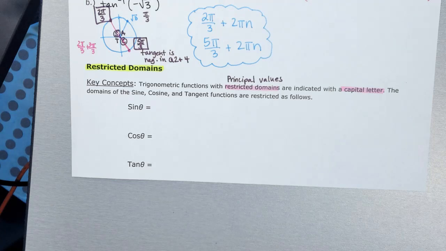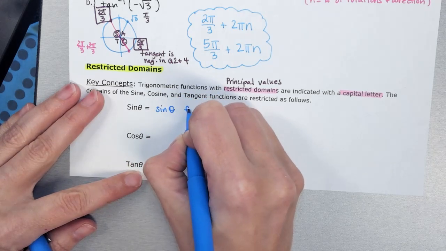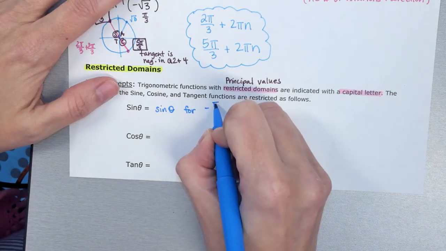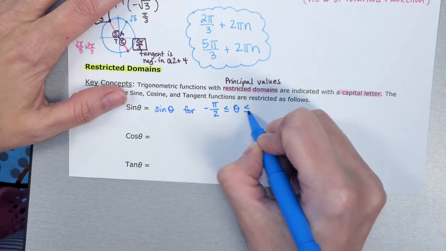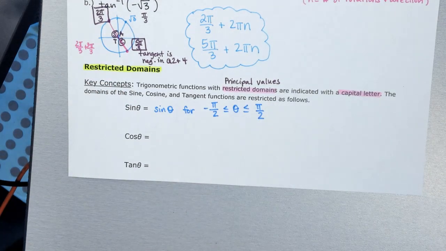So for the sine function, it's the sine of theta, and you have negative pi over 2 is less than or equal to theta, which is less than or equal to pi over 2. Okay, so they restrict your values from negative pi over 2 to pi over 2.